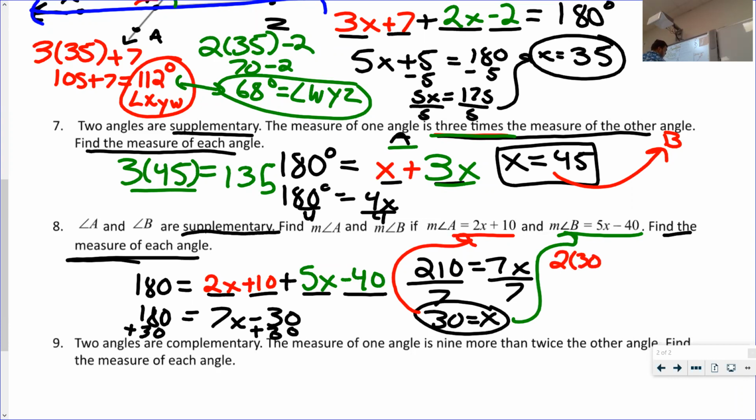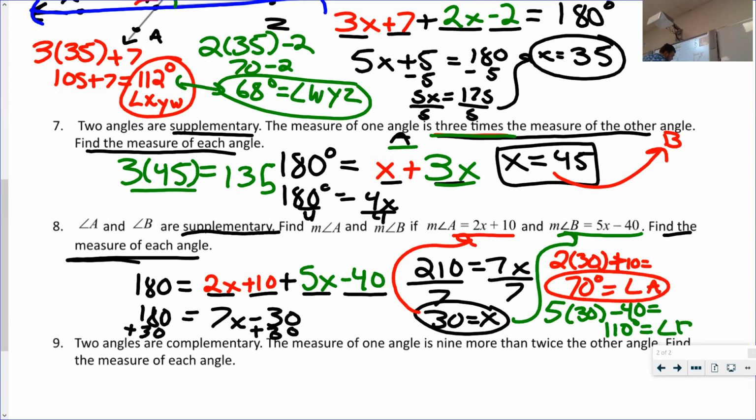2 times 30 plus 10. I'm going to skip right to the answer, which is 70 degrees. And then 5 times 30 minus 40. Skip right to the answer. That ends up being 110 degrees. Okay? So your answers is angle A is 70 degrees. Voila. And angle B is 110 degrees.